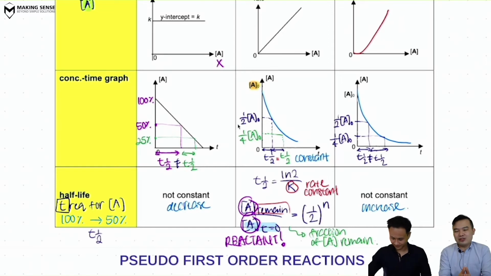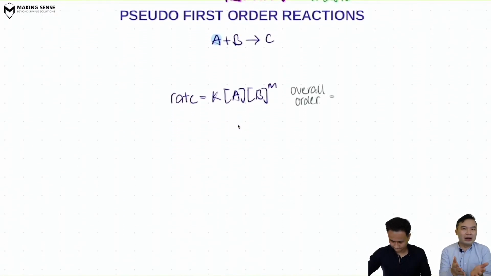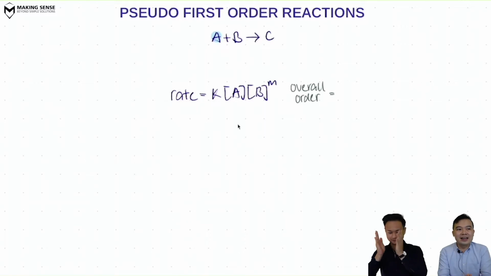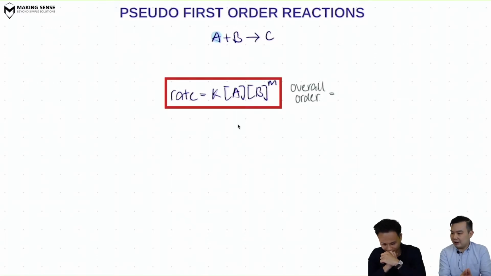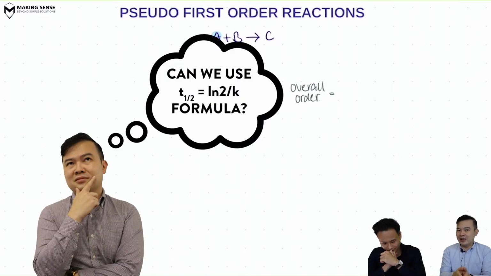Now, one of the questions that we'll be having is this. So far we've been doing reactions that are very simple. A becomes P. There's only one reactant. What happens if there's more than one reactant? As you can see over here, A plus B gives me C. And let's say I've done experiments to come up with the rate equation. It's given by this over here. So one of the things I'm asking you here is this, Mr. Tim. Do you think I can use the t half equals ln 2 over k formula to find out a half-life of this particular reaction?